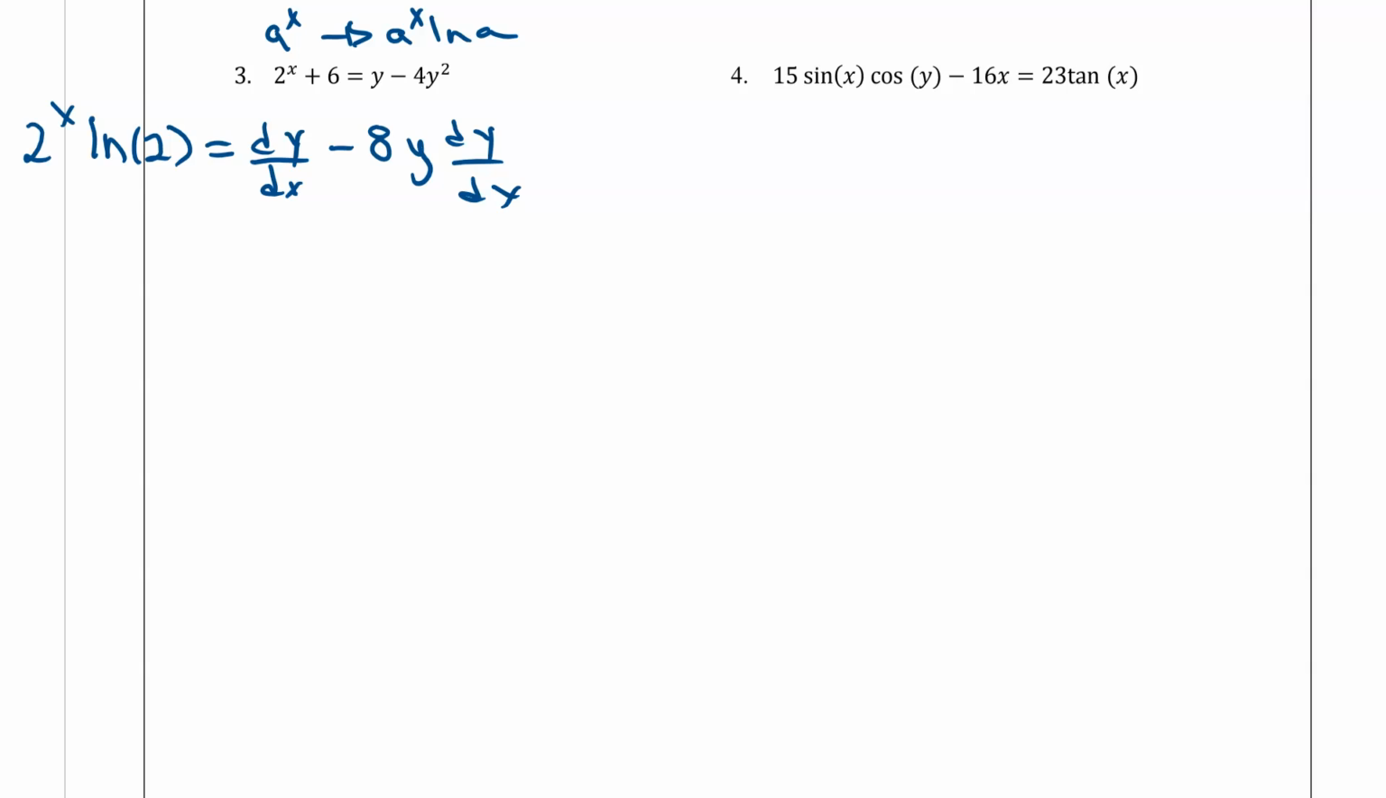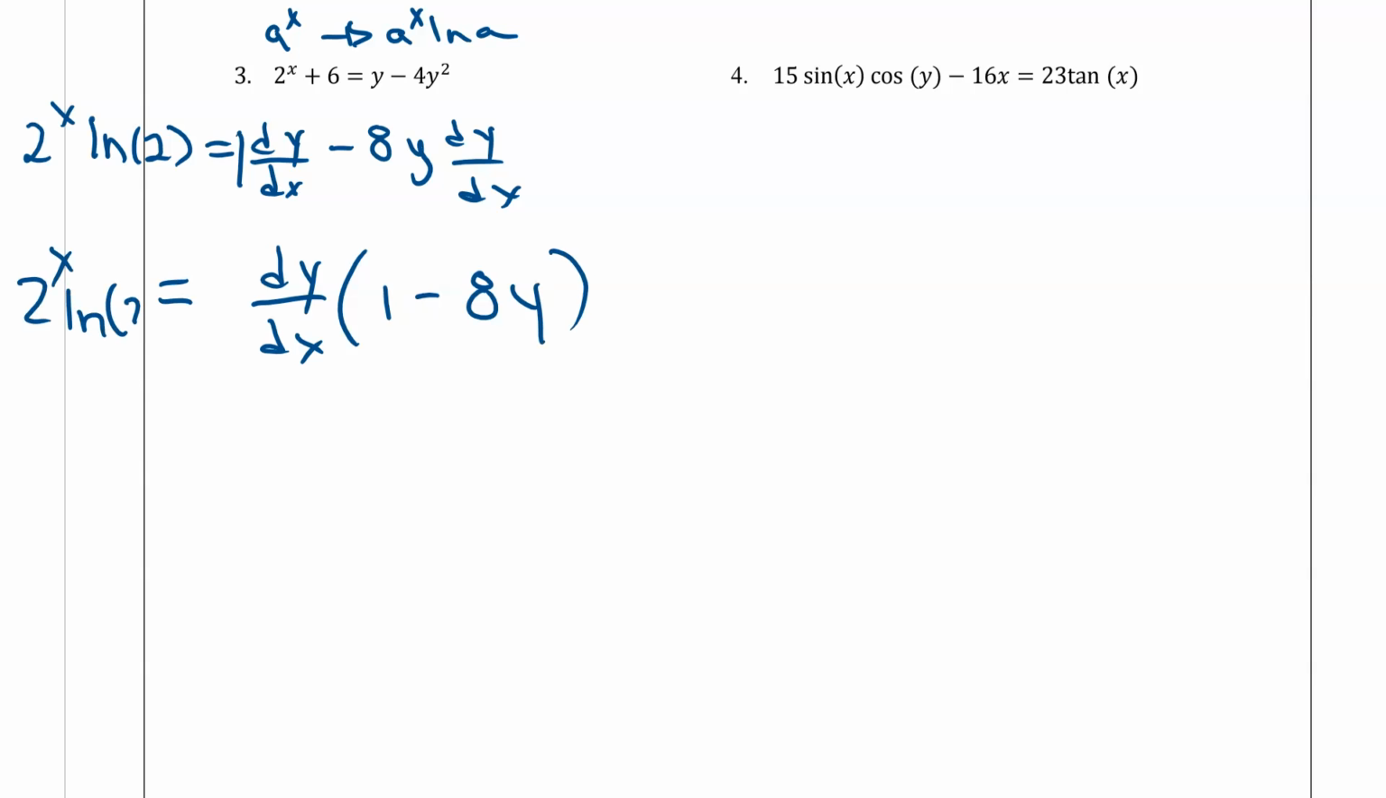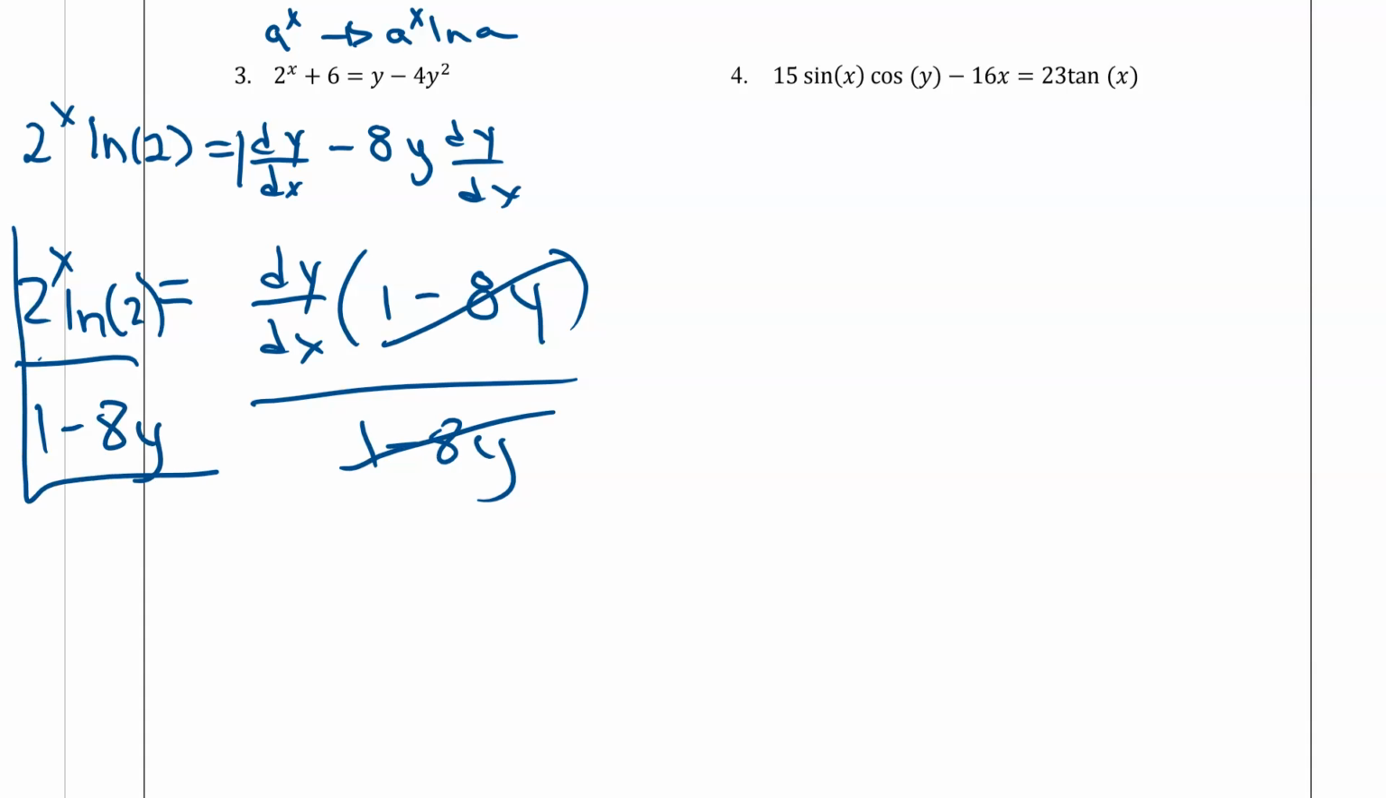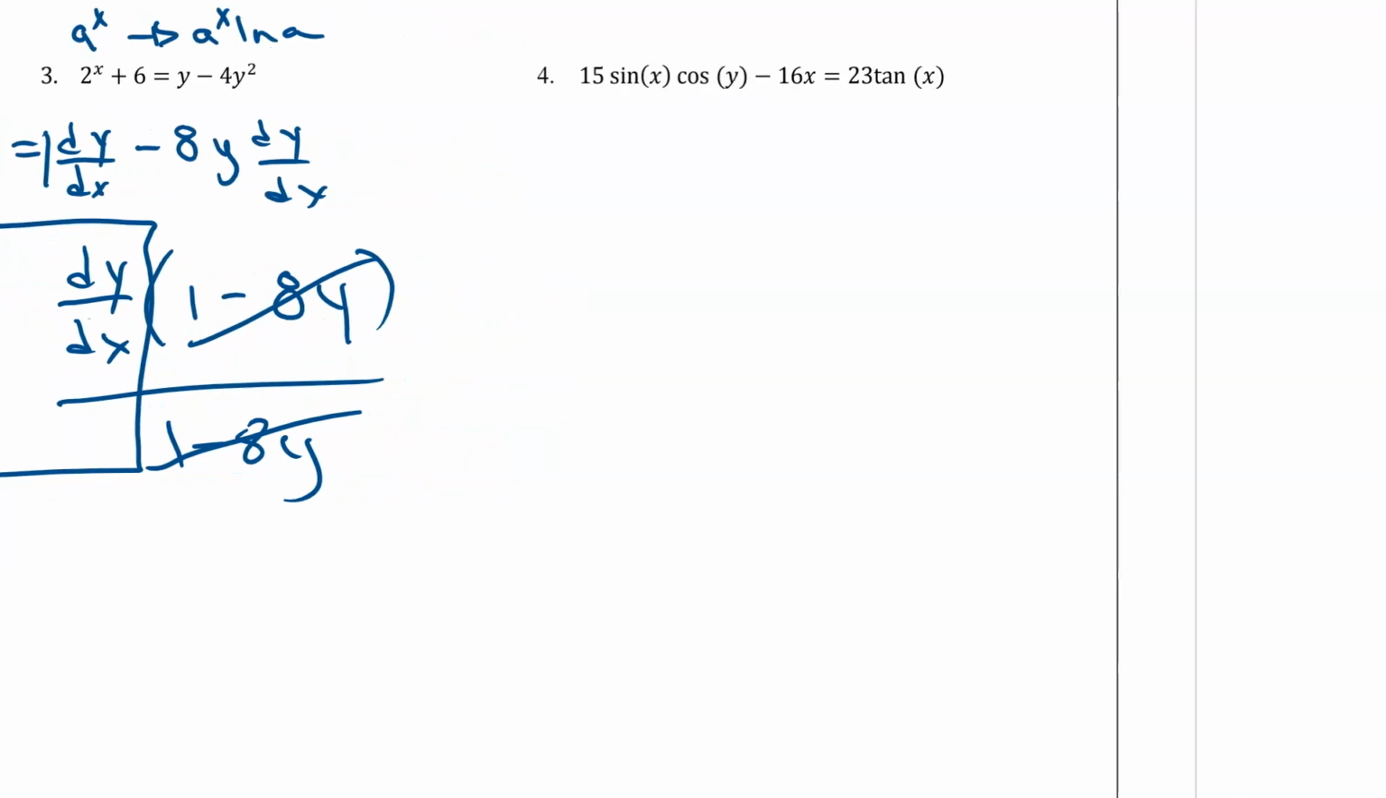Rather than move stuff to the left and to the right, I'm just going to go ahead and keep my dy dx's since they're on the same side already. And factor out. And there we have it. All right, last one. We've got the product rule happening at this first one, f and g.